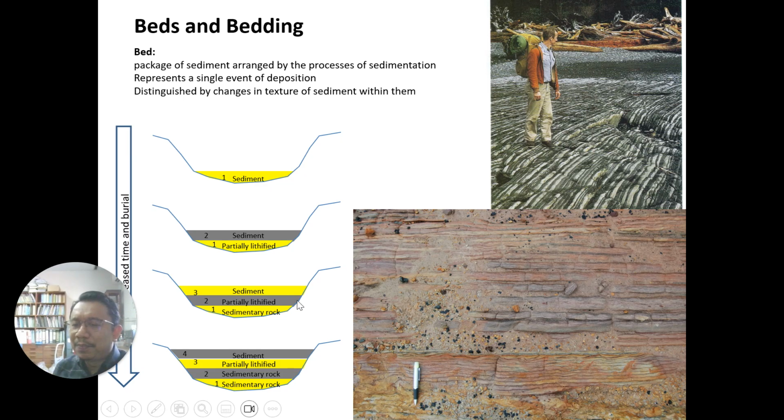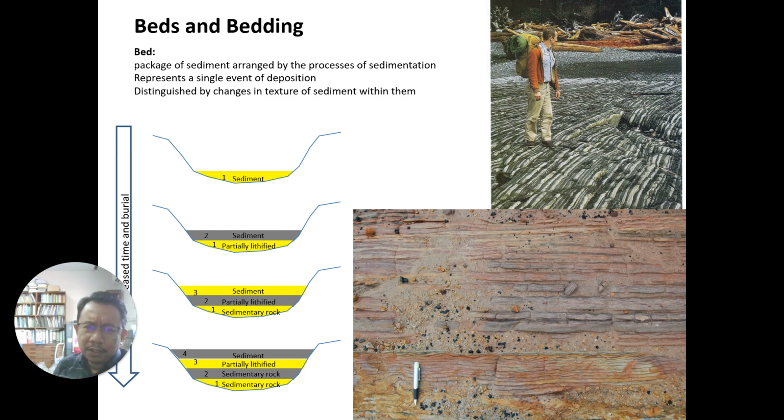And the different events might have different degrees of energy. Some of them might be more energetic events, more cataclysmic. Some of them are more quiet events. So you get differences in textures between the different beds, right? Okay, so that's the definition of bedding.